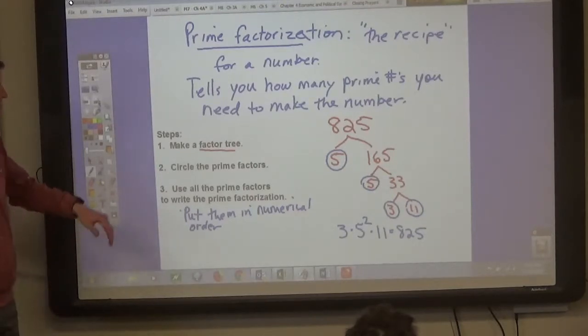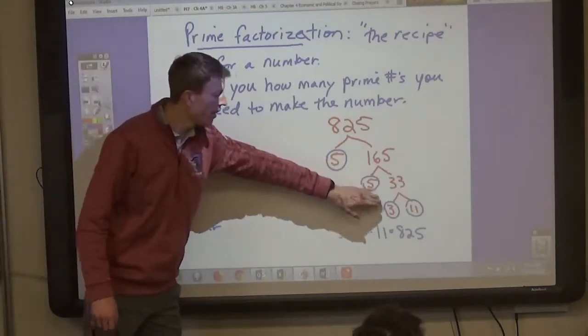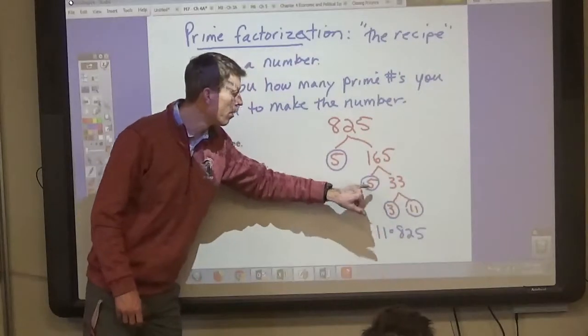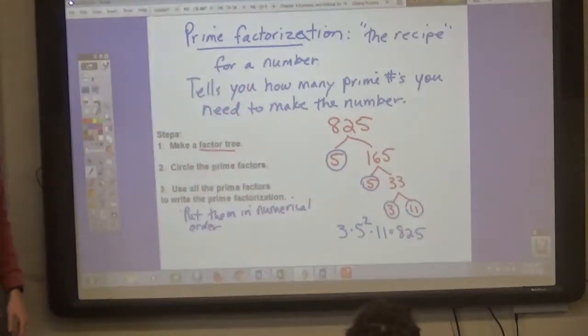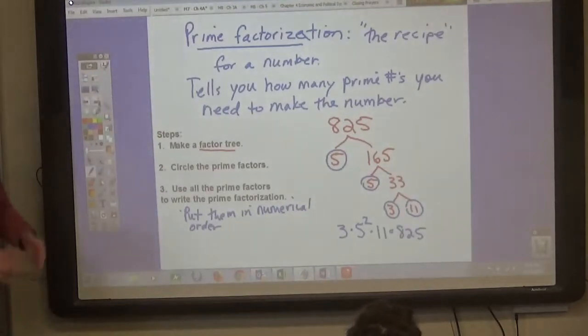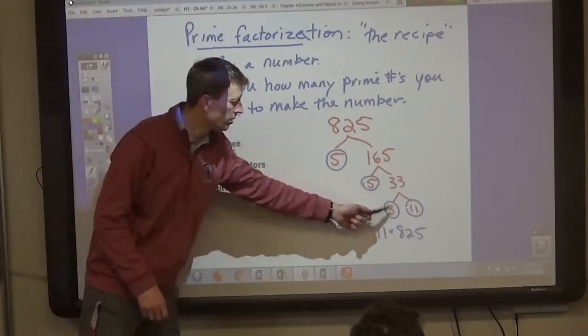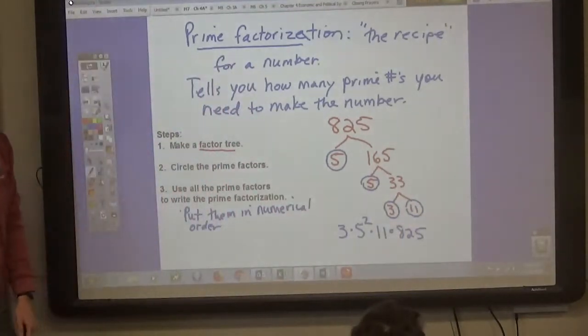And you factor the number all the way down so that there are only prime numbers around the outside of your factor tree. So you factor it all the way down so all you have left are prime numbers. And you circle those prime numbers so that you don't forget any of them when you're writing your formula.